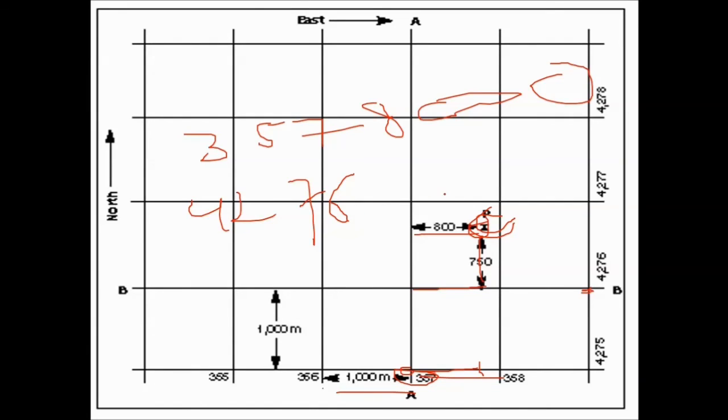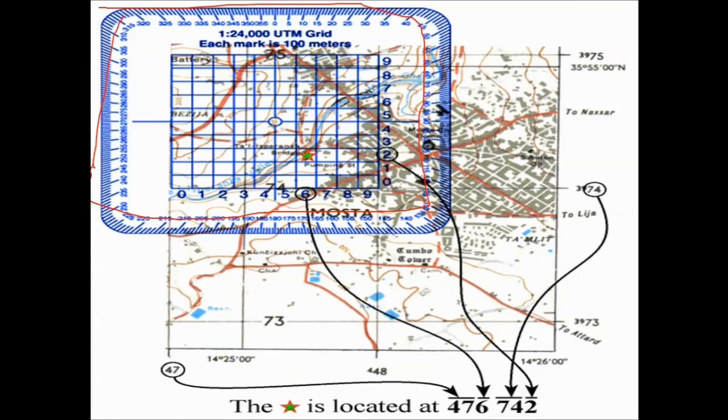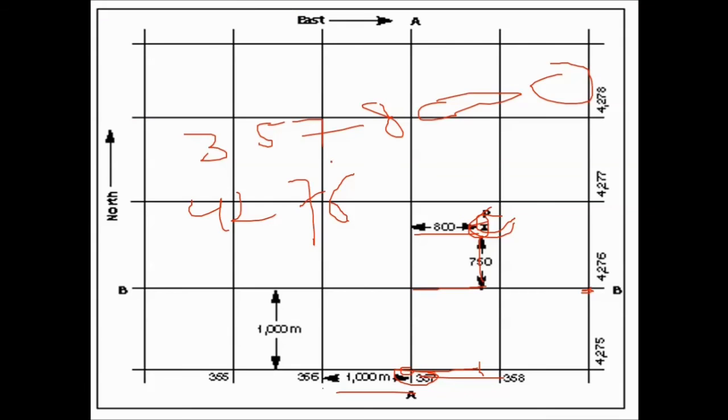This is how we compute. Say this is 6, this is 2. I'll show you that also, but just a broader view. That is 4276 and 750 above it, so we write it as 750. So this is the exact location of a position in UTM terms. Now this is in meters, and it is quite accurate, around a 10 meter accurate position.